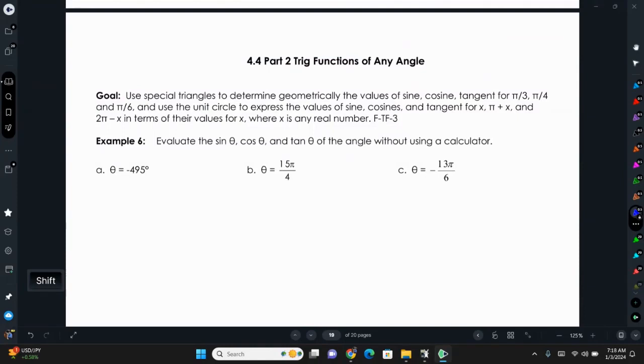In the second part of 4.4, we're going to be, again, talking about the trig functions, the trig values of certain angles in degrees and radians, and now kind of applying the reference angle stuff that we talked about yesterday and using that to evaluate our trig functions. And then we're also going to dabble into solving trig equations.